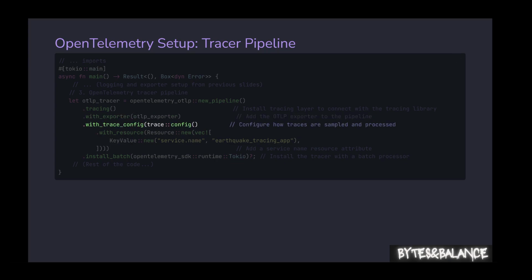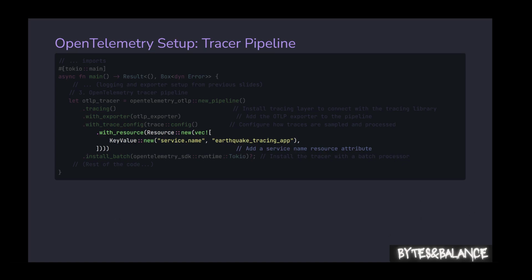And the next one is this part, which is the with_trace_config, and it allows us to customize how traces are handled. We can set the sampling rate, how often traces are recorded, and add resource attributes to our traces. Then we have this KeyValue::new. This part adds a specific attribute called service.name to our spans, giving it the value we decided, earthquake tracing app. Later on, this name will show up on the Jaeger web interface, so we can identify which service generated the trace data when we view it in Jaeger later.